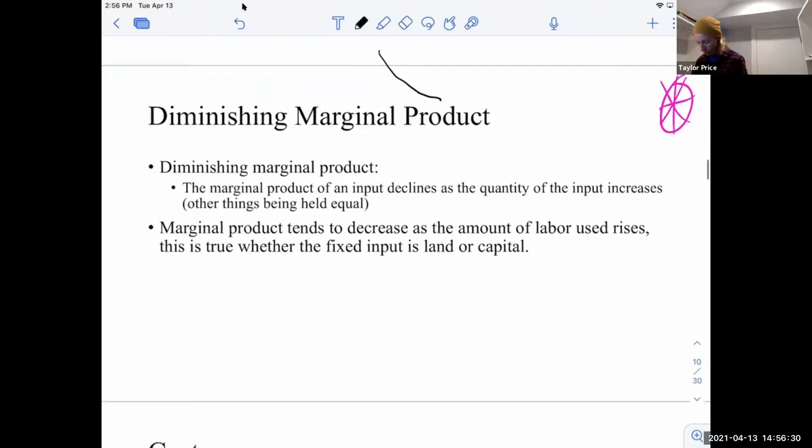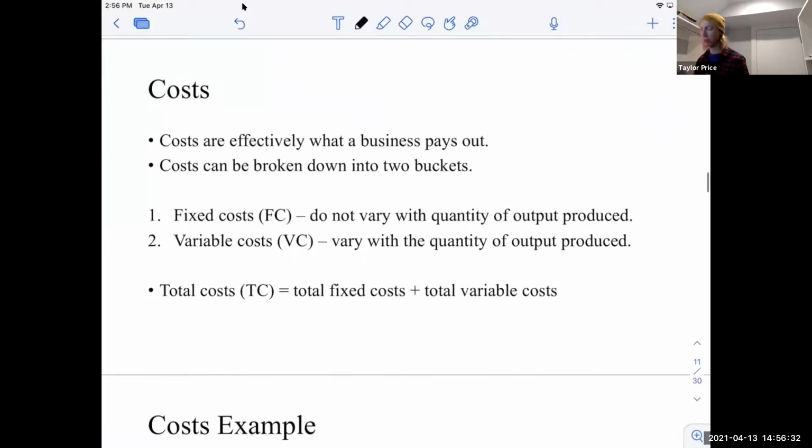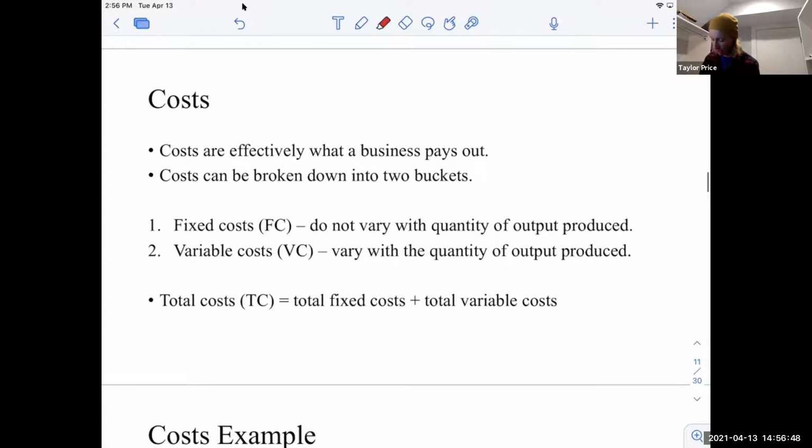Okay, so let's move to costs. We talked previously about explicit and implicit costs, but now we're going to get much more detailed and break costs down into two different buckets. The first bucket is fixed costs, which are basically things that don't change with the quantity of output produced.